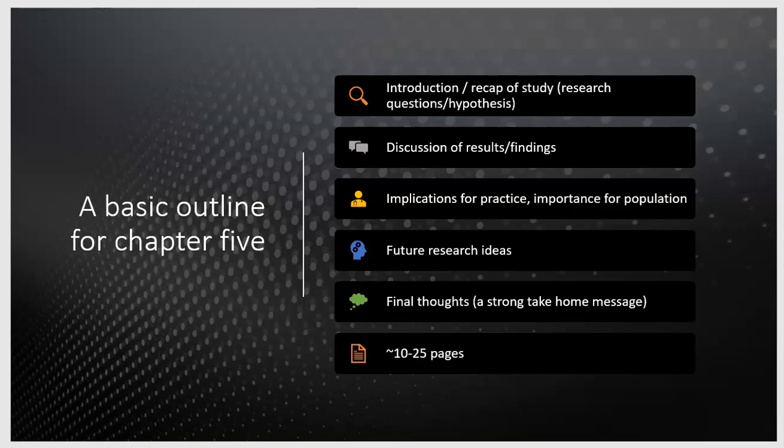Let me give you a basic outline. Of course, begin with an introduction, recapping the research, discussion of the findings or the results. You want to include some implications for practice, the importance for the population. It includes future research ideas and final thoughts, of course. That's your conclusion. Around 10 to 25 pages, so it's about the same length maybe as a quantitative Chapter 4, relatively short. It can be longer, but it is not as lengthy as the literature review, which typically is the longest chapter in a dissertation.